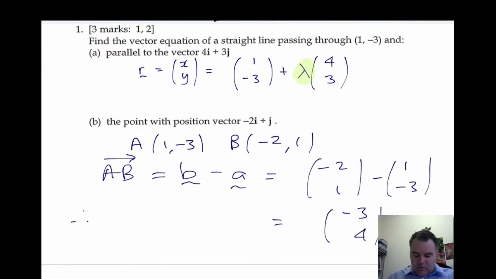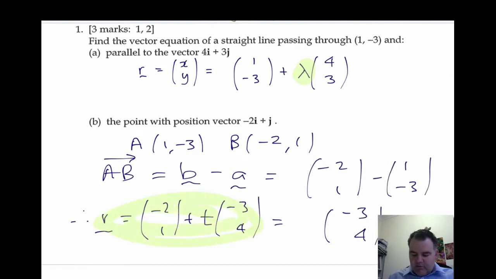Therefore, the equation of the line is: go to a point on the line. I've got two points to choose from, so I could choose either one. It doesn't matter. Let's go for (-2, 1) as the point, and we move t lots of the vector in the direction of the line, (-3, 4). There is the vector equation of that line.